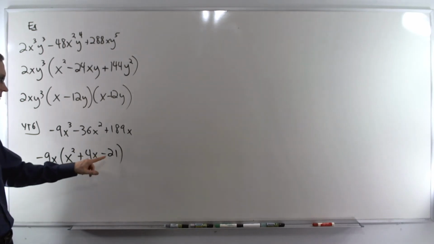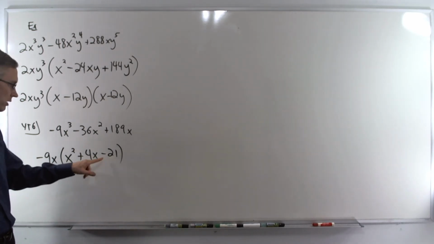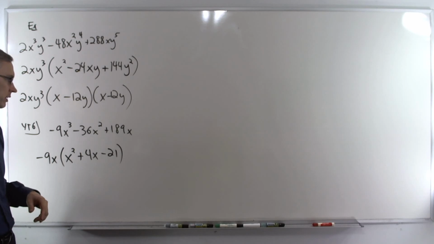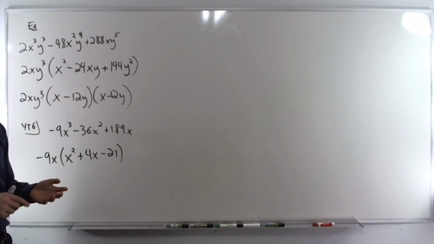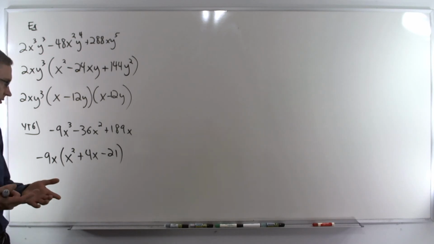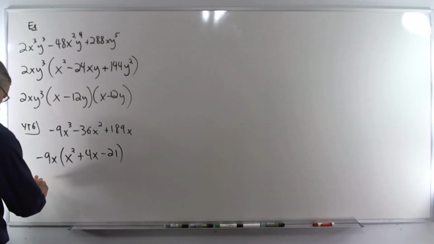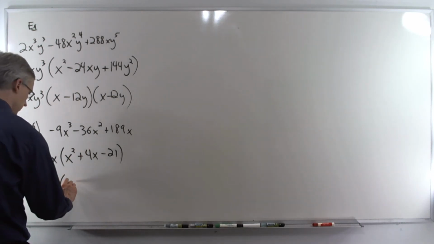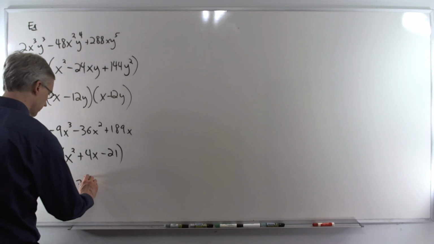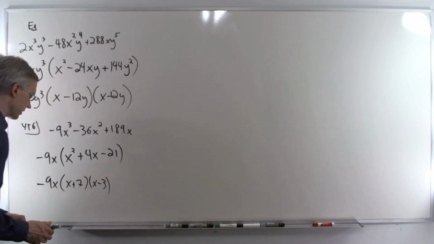All right, now we need two numbers that multiply to get negative 21 and add to get 4. The only numbers that multiply to get 21 are 1 and 21 and 3 and 7. So 3 and 7 will combine to get 4. x plus 7, x minus 3.